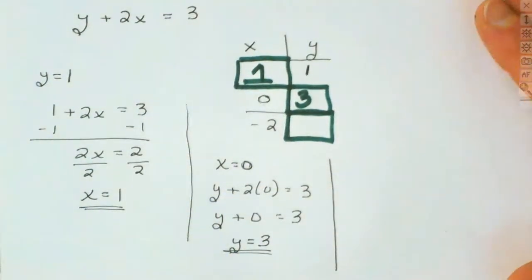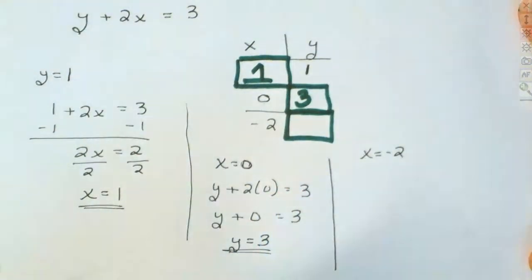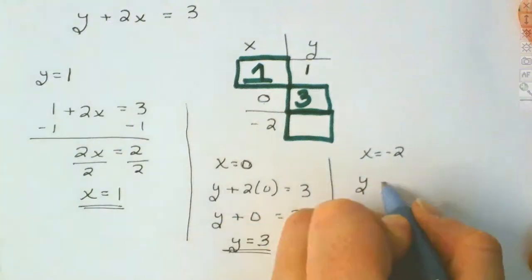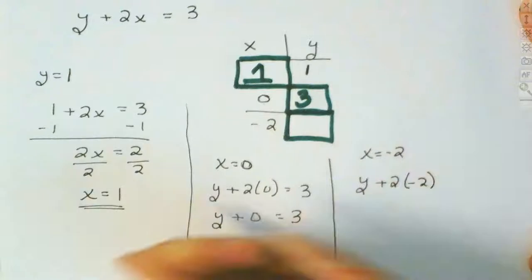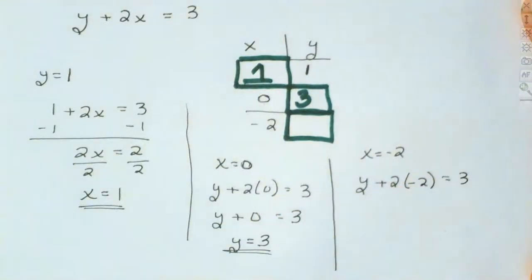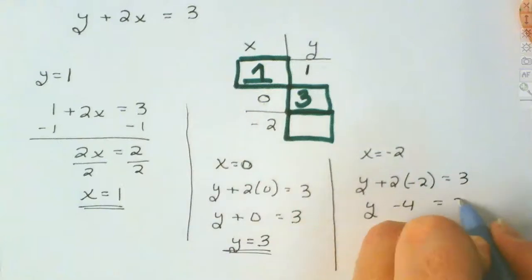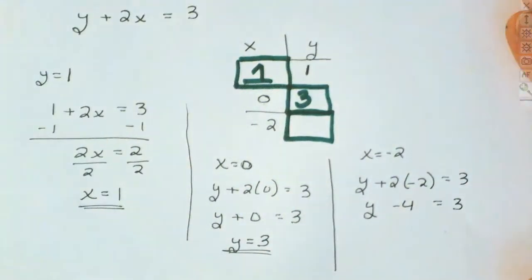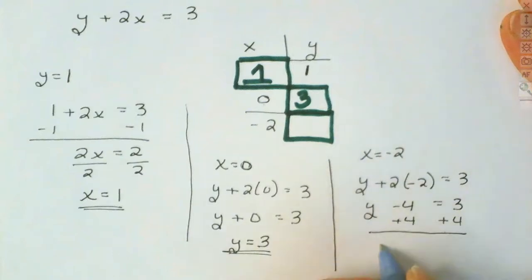Well, the next one, we're going to be plugging in a -2. So let's plug that in. And we've got y plus 2. Now watch your signs here. Times a -2 equals 3. 2 times a -2, well, that makes it a -4. And we'll solve this, so we'll add our 4. And what do we now get for our y value? Y is now what? 7, isn't it?